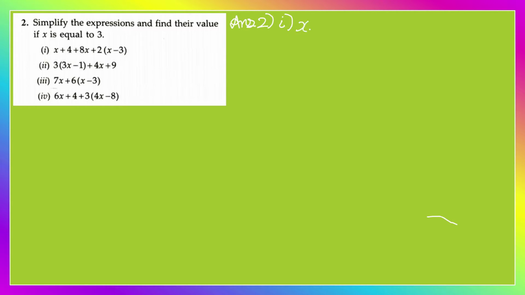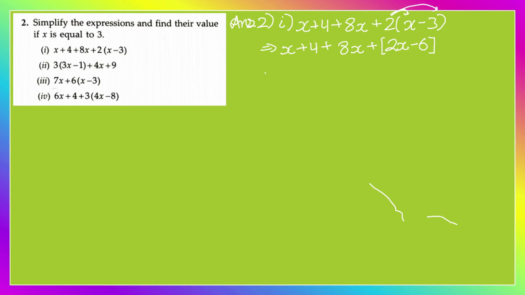So we have x plus 4 plus 8x plus 2 times x minus 3. So in this case we have this equation. Now I can write it like this also, x plus 4 plus 8x. Now don't forget the bracket. Now I'm going to expand by the distributive property like this. So I get 2 into x, 2x, and minus 6, as 2 into minus 3 is minus 6. So now I have written it like this. So in this case now what we have to do, we have to open the brackets.